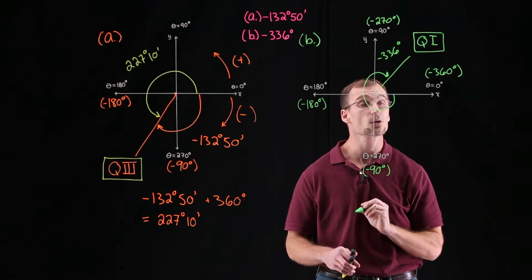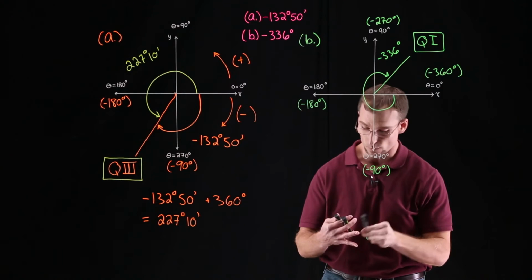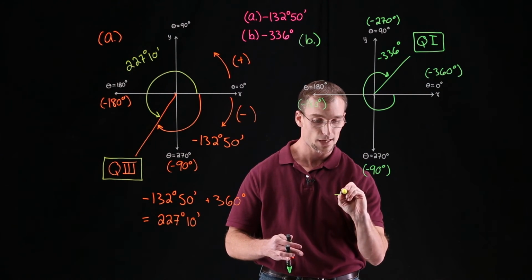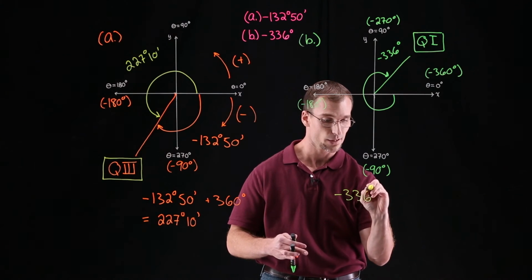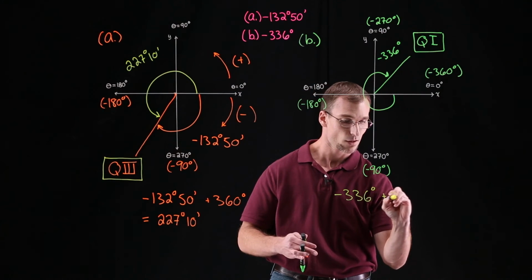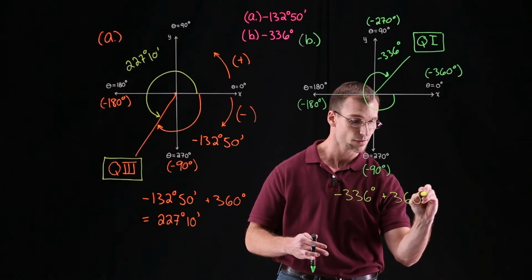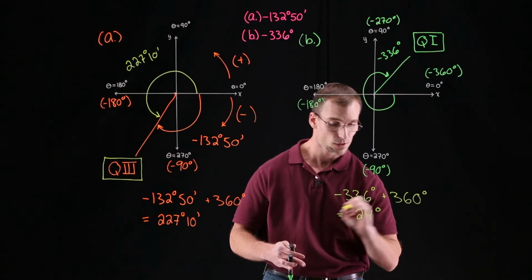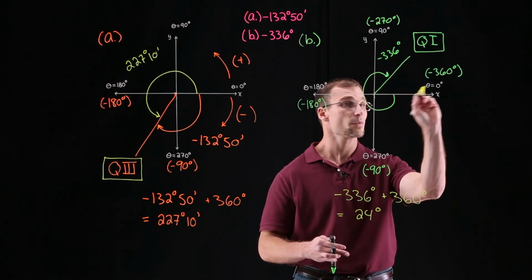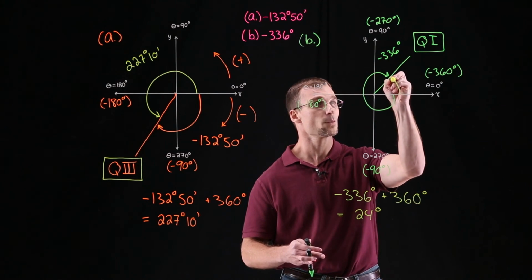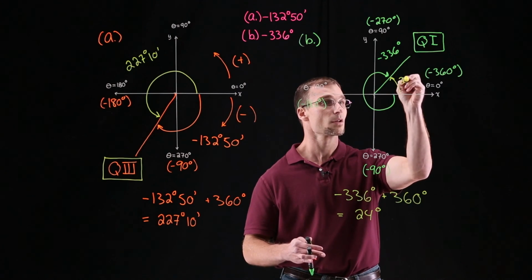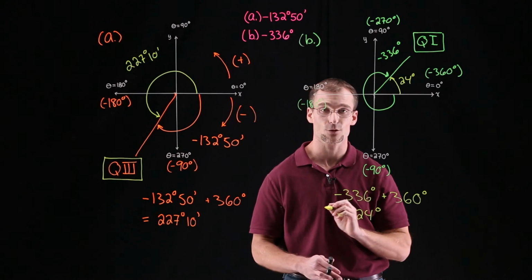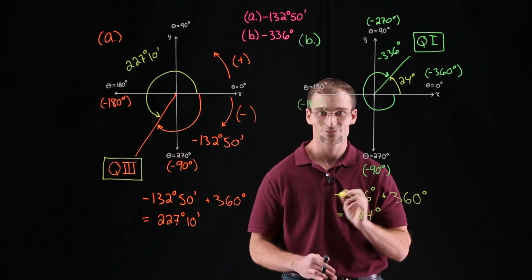Again, another way to do this is to find a coterminal angle by adding 360 degrees to it. If we take negative 336 degrees and add 360 degrees, that gives us a positive 24 degrees. From theta equals 0, if we went up 24 degrees, we would be somewhere between 0 and 90 degrees, or again in the first quadrant. So there we have it. Thank you very much.